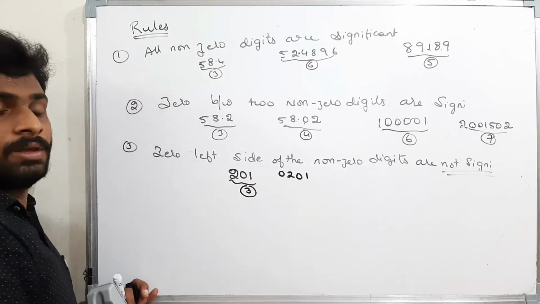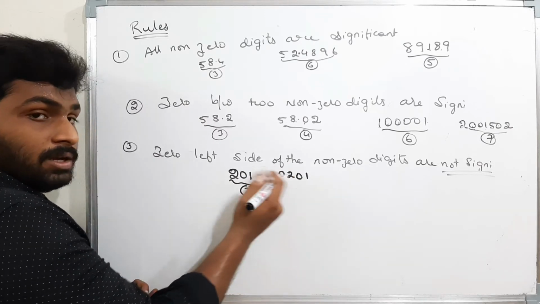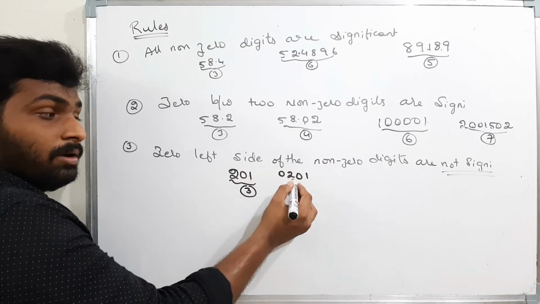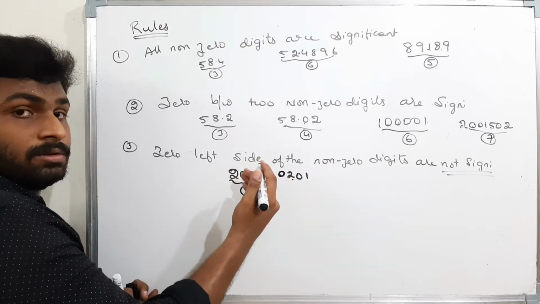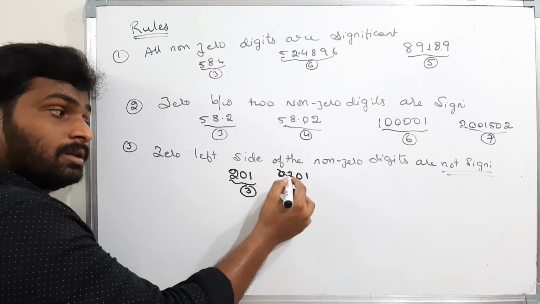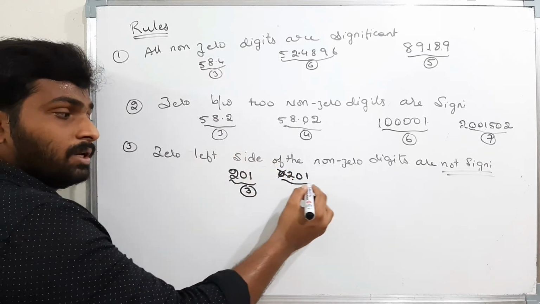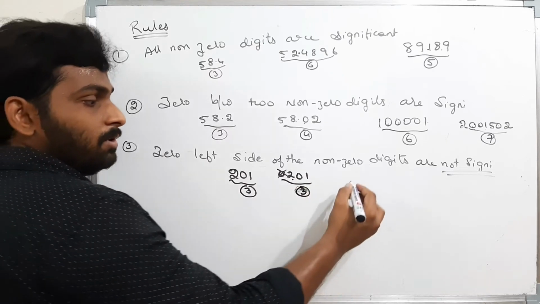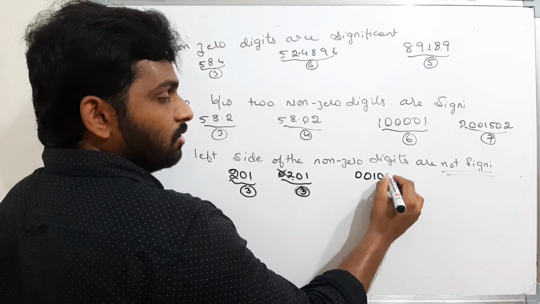Okay. 0, 2, 1, 0. Now, tell me. This 0 is entirely on the left side of the non-zero digits. 2 is a non-zero digit, but this 0 is on the left side. Therefore, this is not a significant figure. Therefore, the number of significant figures is how much? 3.